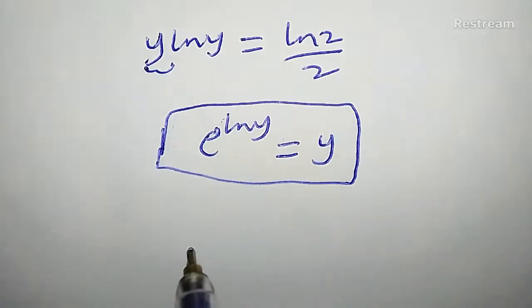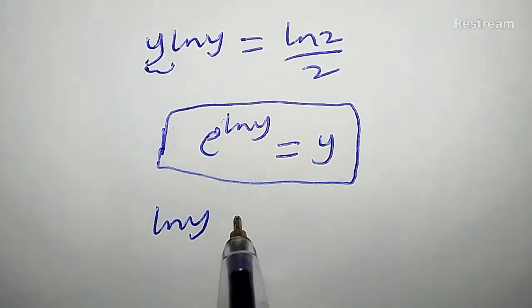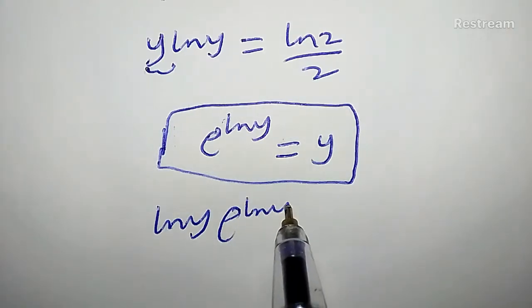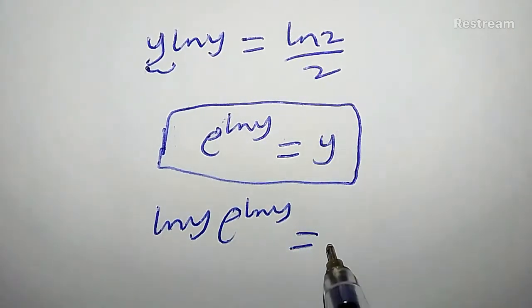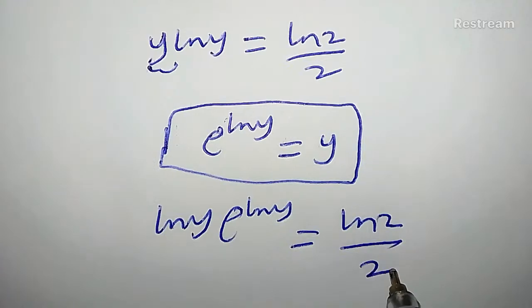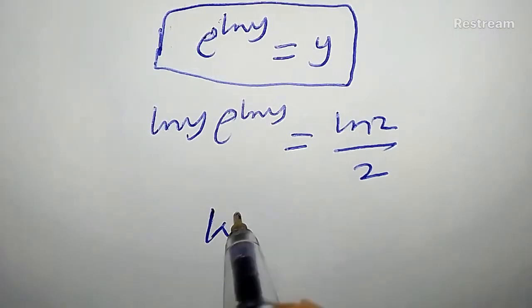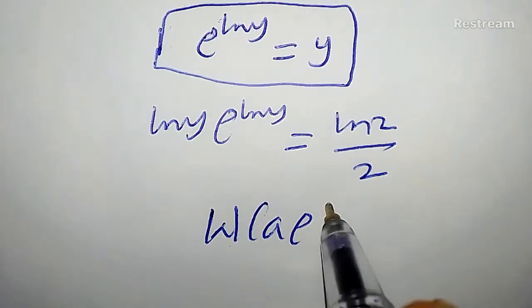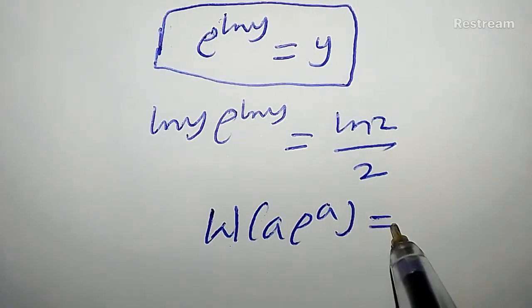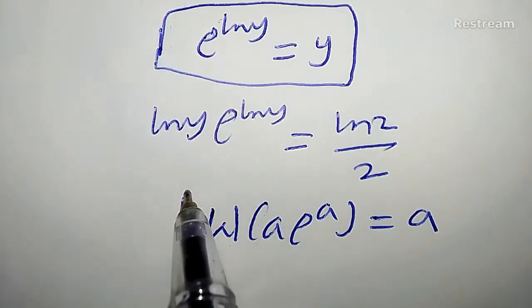So from here, we're going to have ln y times e to the power of ln y equal to ln 2 over 2. Also, it is very essential to recall the Lambert W function. It says W of a times e to the power of a is equal to a. Take note of this.